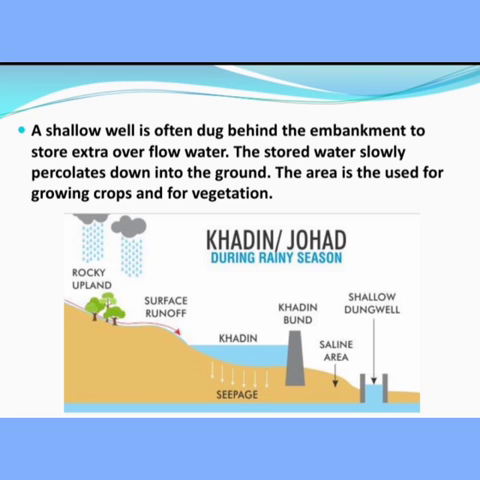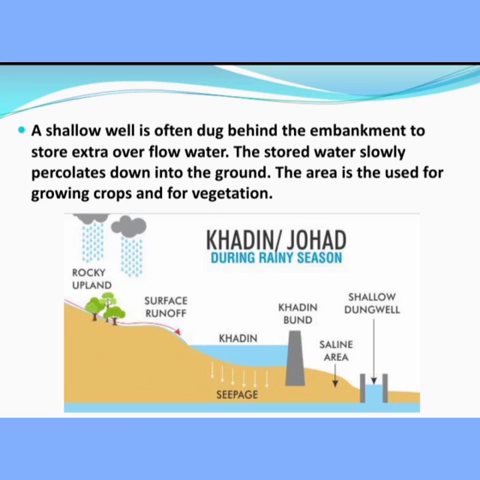And here you can see a shallow well is always dug behind the embankment to store extra water which flows. The stored water slowly percolates down into the underground. So the water which is stored at the back where the shallow well is dug, there the groundwater will get stored, because this water slowly percolates down inside the ground. The area is used for growing more crops and more vegetation.